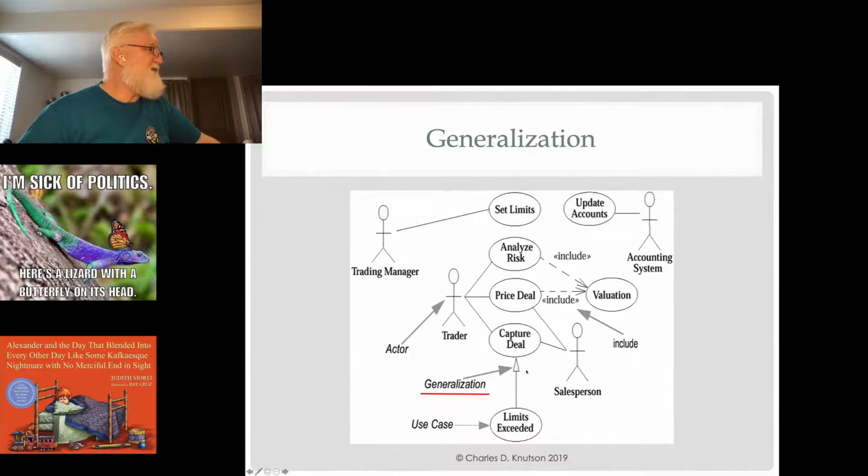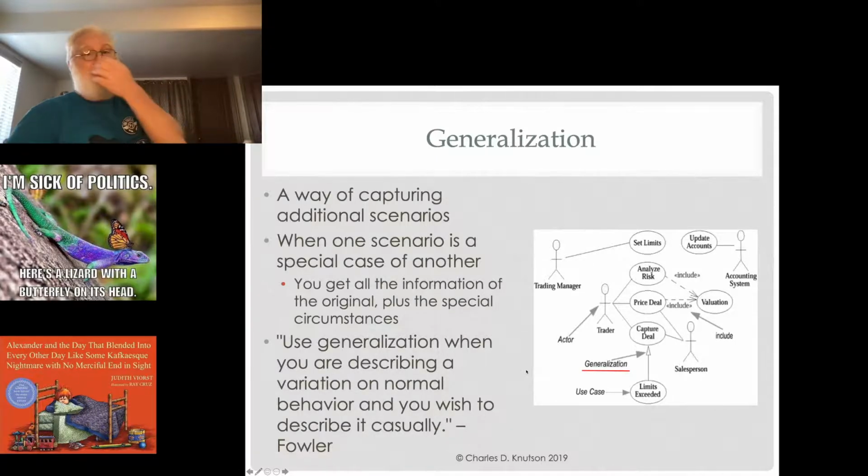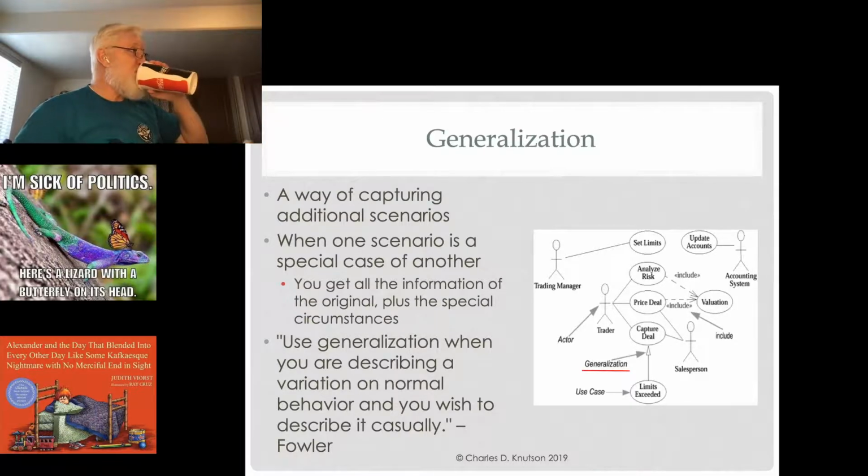And then there's generalization, which gives you that generalization and specialization that you recognize from object-oriented programming. Again, it's a way of specializing. In this case, there's this capture deal, which I don't even know what it is, but there's one in which the limits are exceeded, which again, we don't even know what that means. A regular capture deal, presumably where the limits are not exceeded, and then this one where the limits are exceeded.